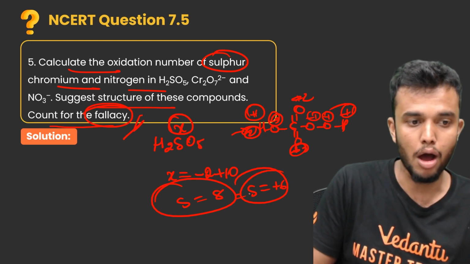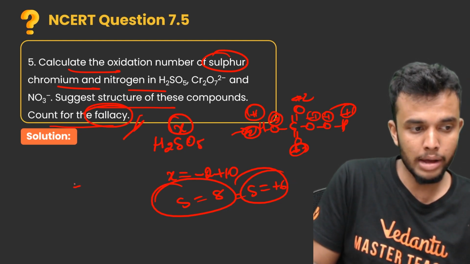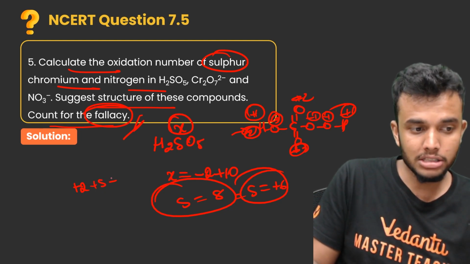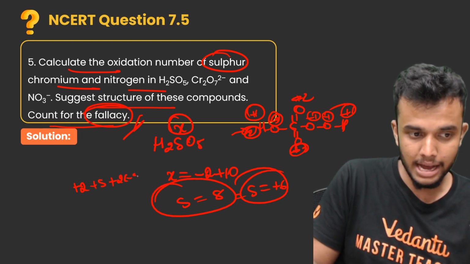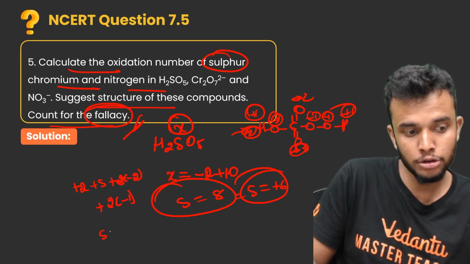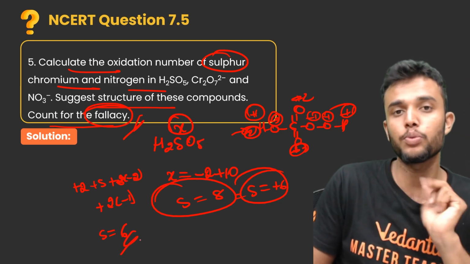Then how does the oxidation state become? Here 2H has +2, and sulfur we don't know. Oxygen, 3 molecules of oxygen have a -2 valency and 2 molecules of oxygen have a -1 valency. If you do it, it becomes 6. I hope here 2 valency is there.